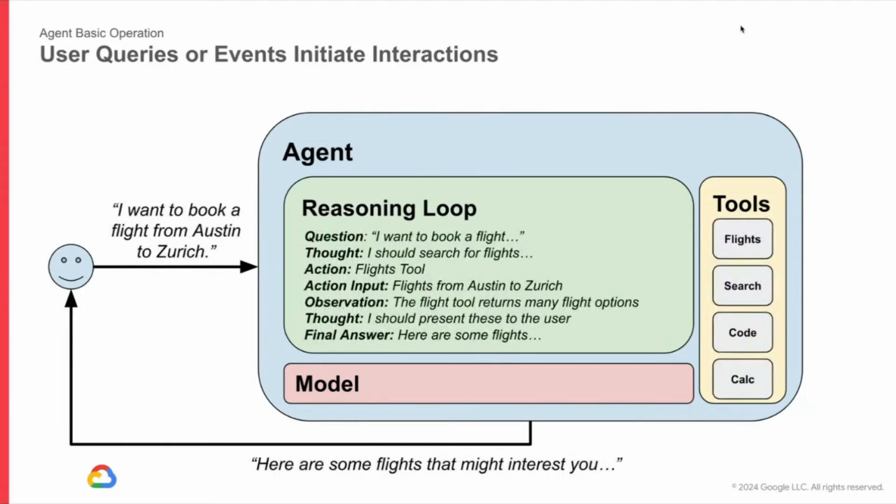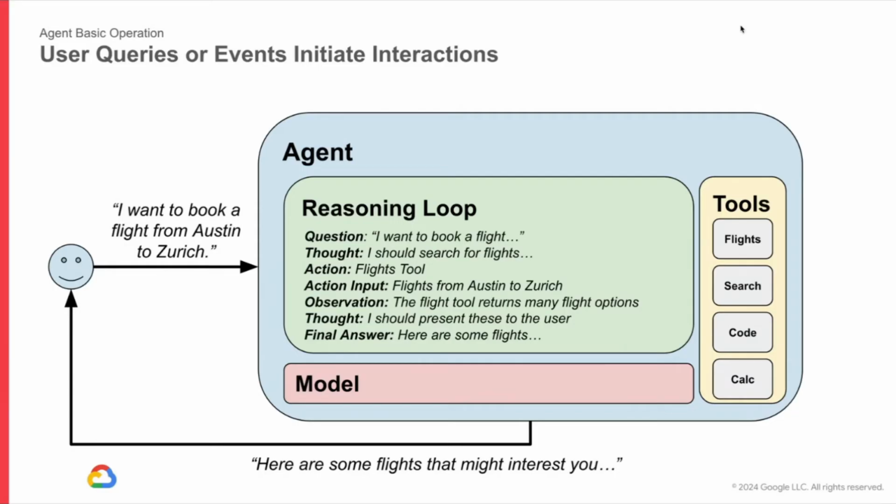What that might look like using a ReAct framework with ReAct agents is that I might say something like, I want to book a flight from Austin to Zurich. In the internals of that agent, it's going to go through this ReAct reason and action loop, and look at each of the pieces and think through them. Question: I want to book a flight. I should think about this. I should search for flights. I have these tools available to me. Let me pick one of those tools. I'll pick the flights tool.